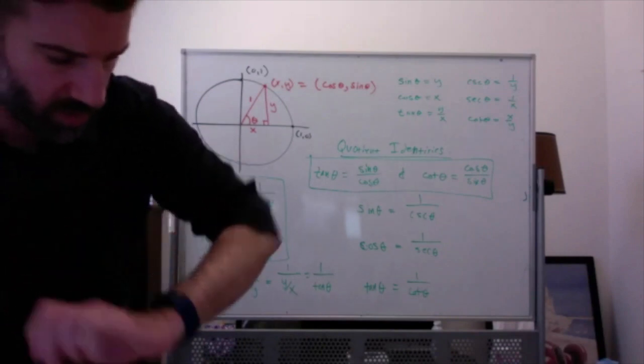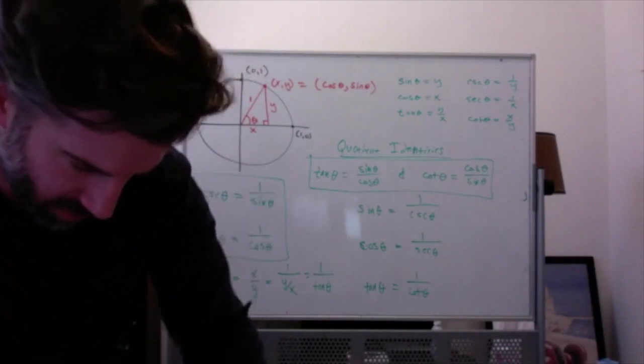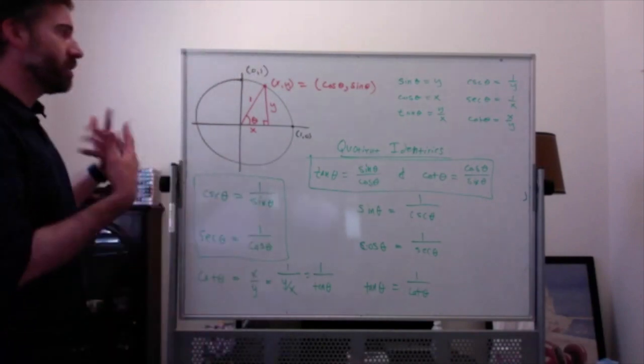How much time have I got? Okay, I got 9 minutes. That's plenty of time. So those are the quotient identities.